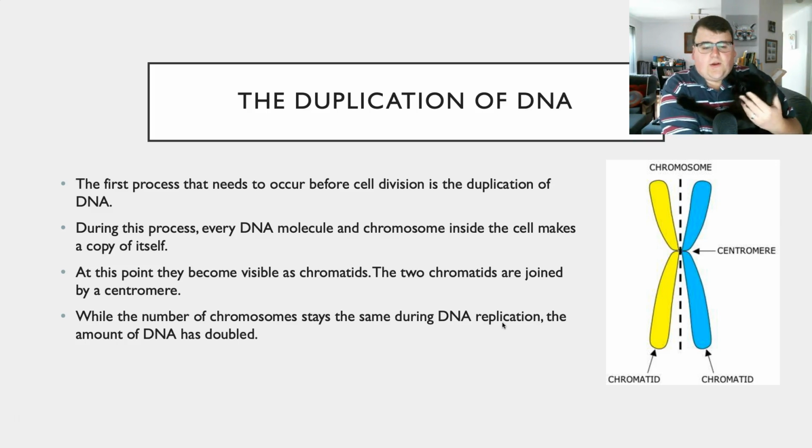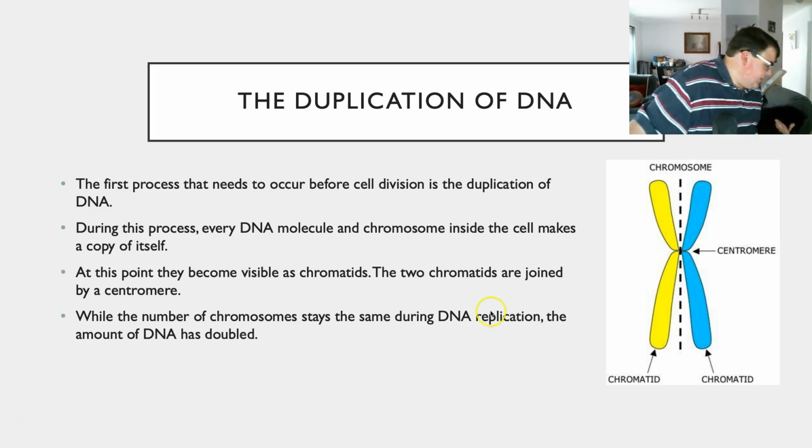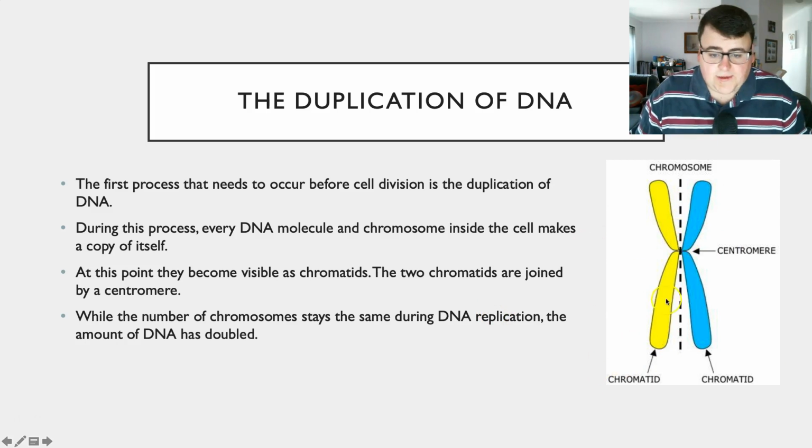It's important to note that while the number of chromosomes stays the same, for example, when DNA replication happens inside our bodies, our cells still only have 46 chromosomes. But the amount of DNA that's there is doubled. So the chromosome number doesn't double, just the amount of DNA. I've given a picture on the right here. Basically, you've got your two chromatids, and the whole thing is considered to be a chromosome.